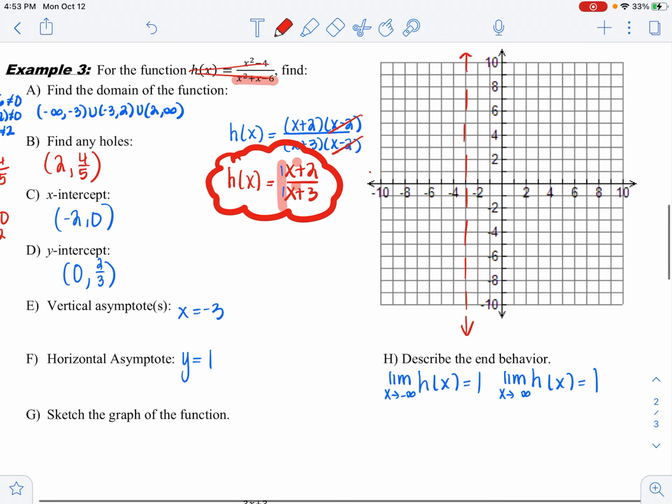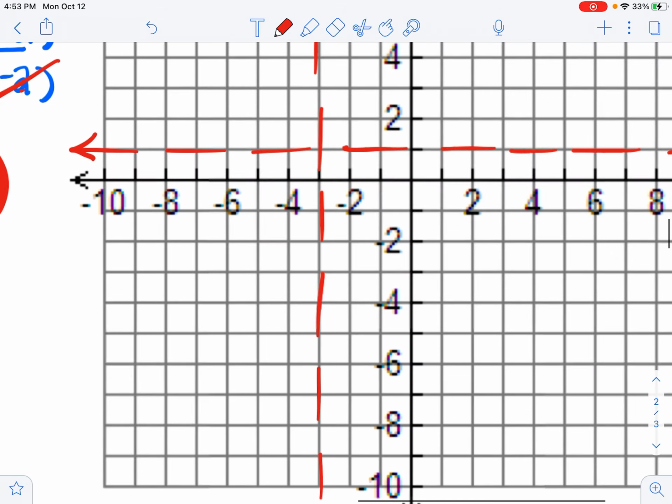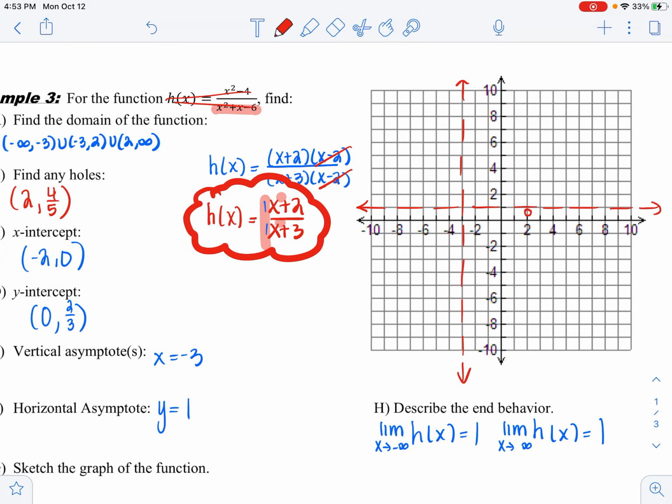Okay. Starting to graph, I have x equals -3 for my vertical asymptote. Horizontal asymptote, y equals 1. Any holes? Yes. 2, 4/5. 4/5 is a little bit less than 1. So like here-ish. Right, it's below that horizontal asymptote though.